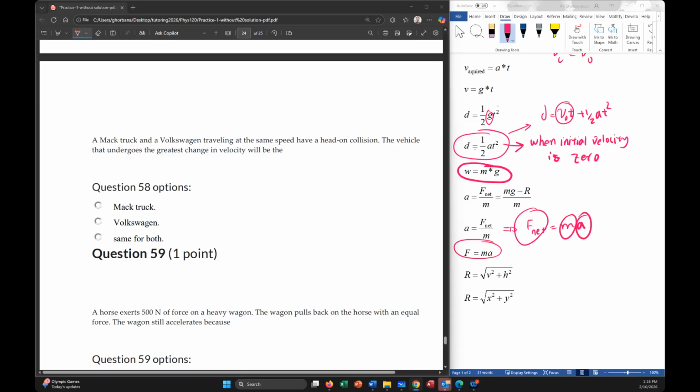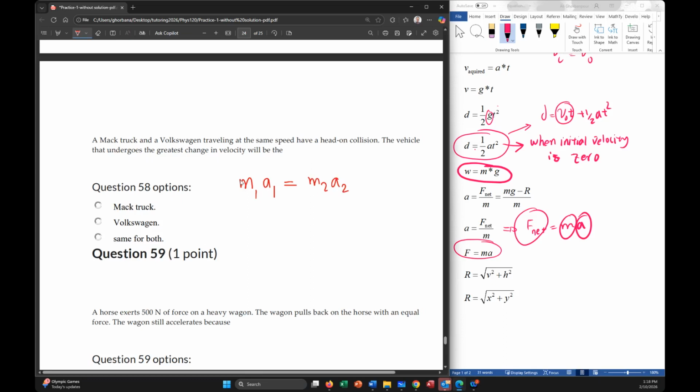Action and reaction. They are exerting the same force on each other. Yes, same force on each other. When they are exerting the same force on each other, it means that mass of the one times acceleration of the one equals mass of the second times acceleration of the second one, yes? So because the truck is bigger, the Volkswagen will change. Yes.